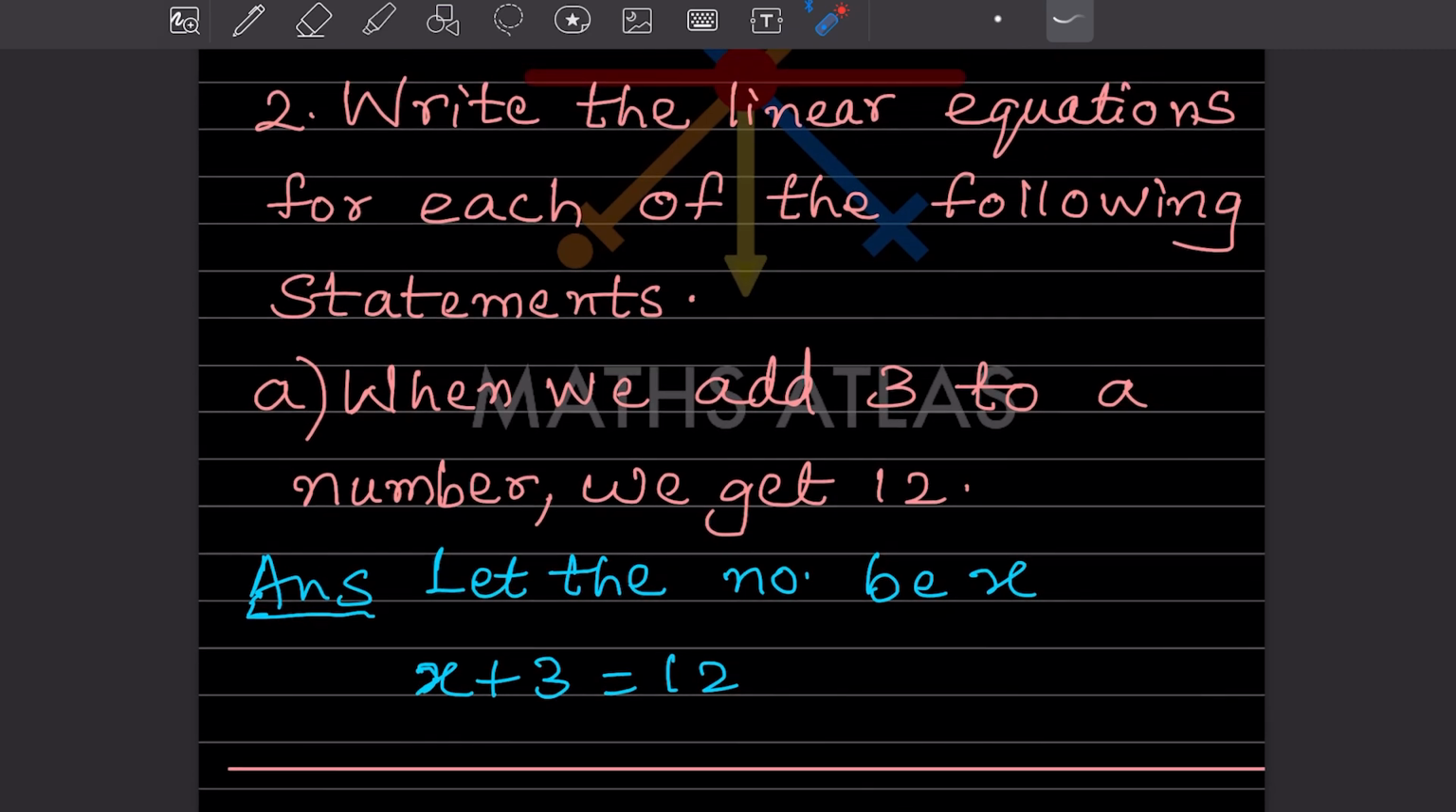Further, here they have asked us for the equation, so we'll write it here. Suppose they tell us to solve this one. So x plus 3 is 12 means x will be 12, and if we take this plus 3 to the right hand side, because as I told you this is the left hand side and this is the right hand side, this plus 3 is going to be minus 3. So x is going to be 12 minus 3, that is 9. But they have not asked us to solve it, they just told us to write the linear equation. So this is the equation.